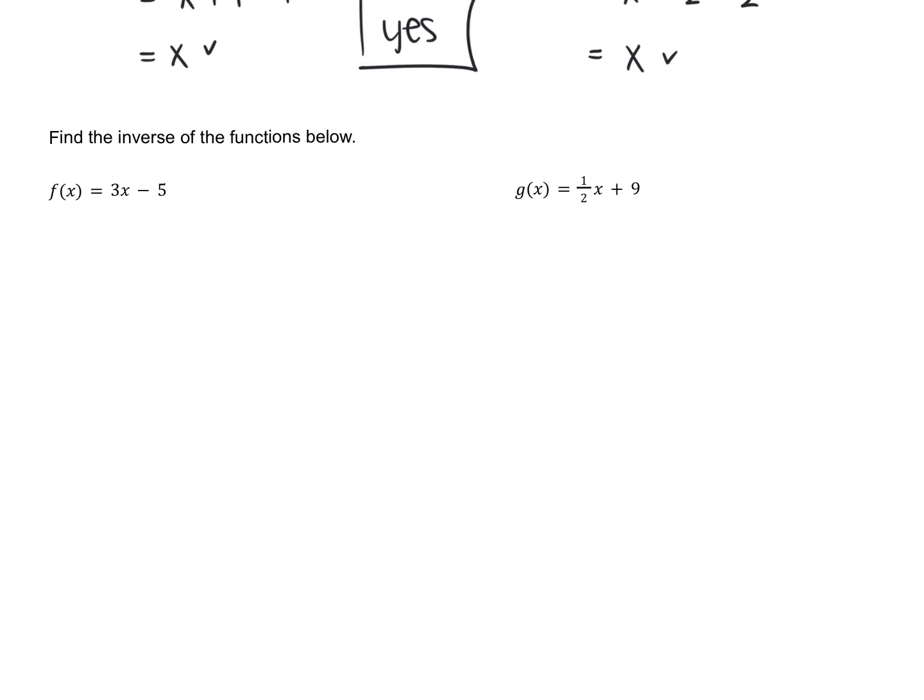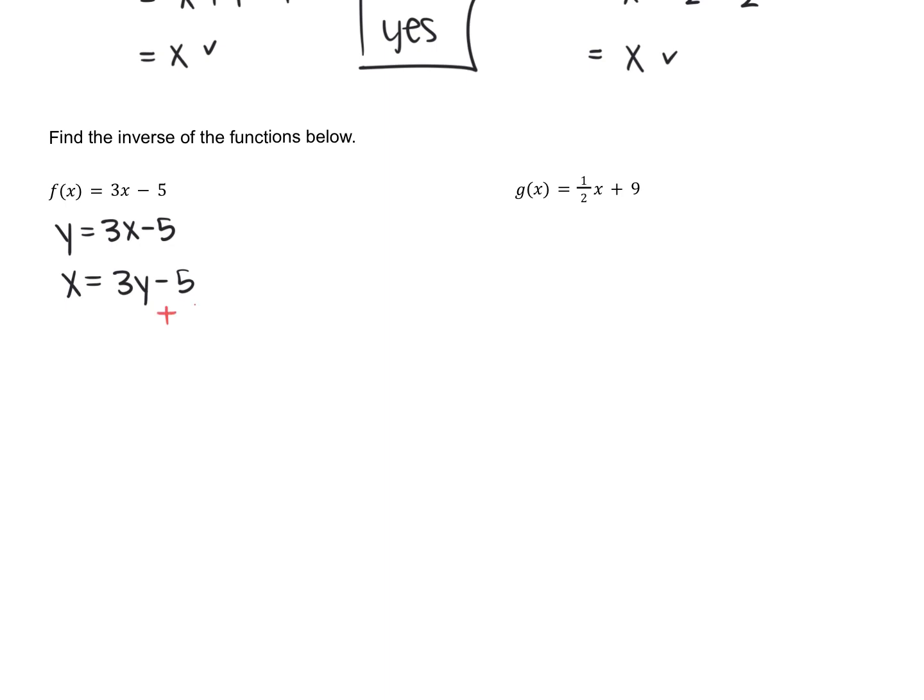Last two examples are going to be finding the inverse. So we have f of x equals 3x minus 5. So my first step is to write it as y equals 3x minus 5. Next, we're going to switch x and y. So we get x equals 3y minus 5. Now we're going to resolve for y.